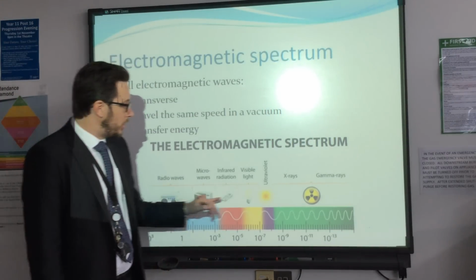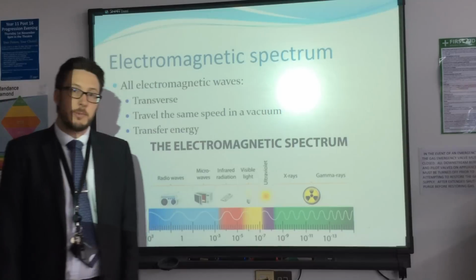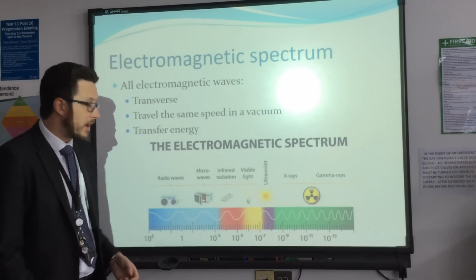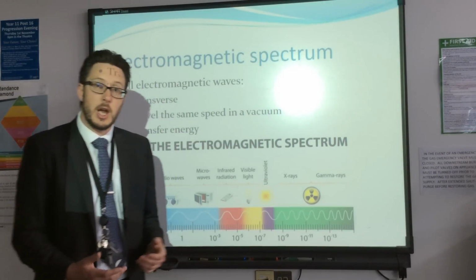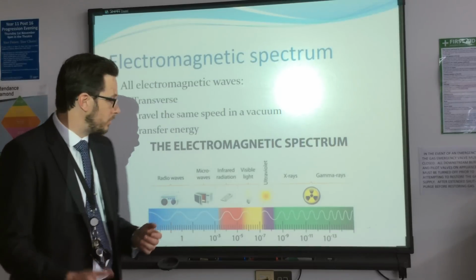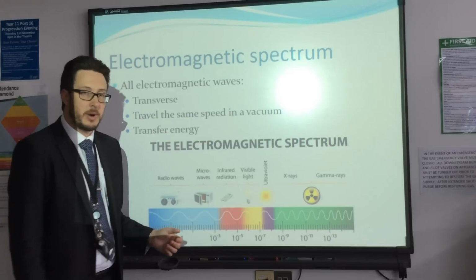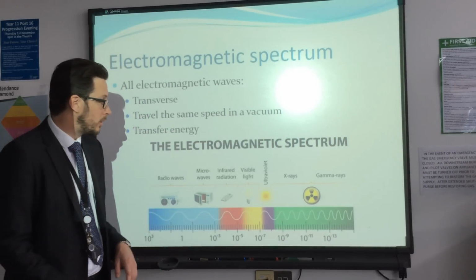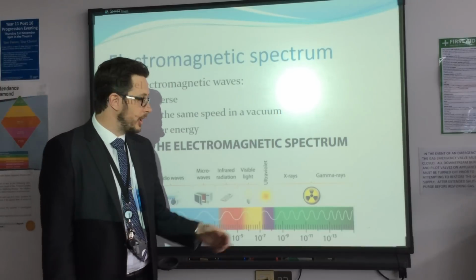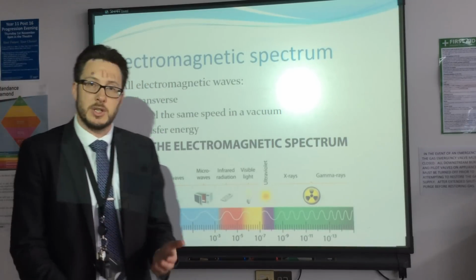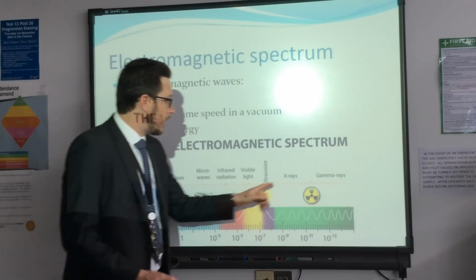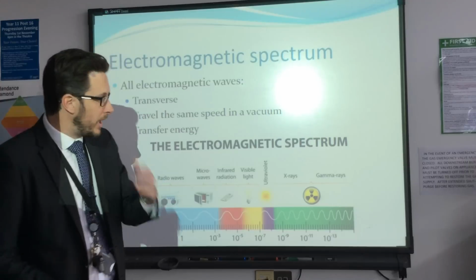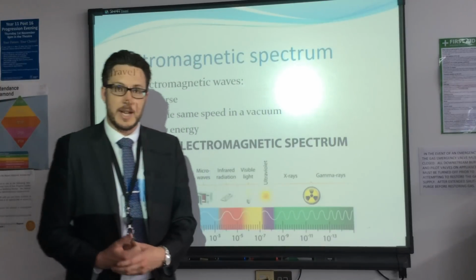It's good to know one use of each of the waves in the electromagnetic spectrum. Radio waves are for communication, microwaves also for communication. They're used in mobile phones, but also for cooking in microwave ovens, which is your microwave. Infrared is used in remote controls. Visible light for seeing. Ultraviolet, used in sunbeds, tanning booths. X-rays are used for medical imagery, which is to see bones. And gamma rays are used to treat cancer.